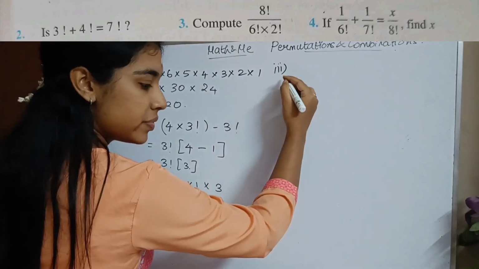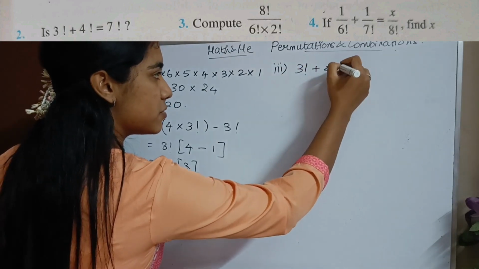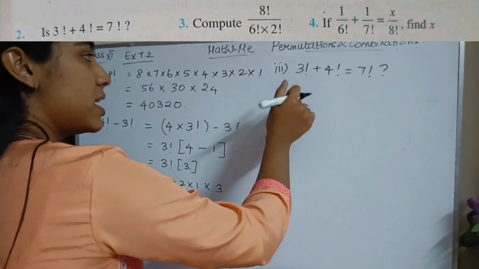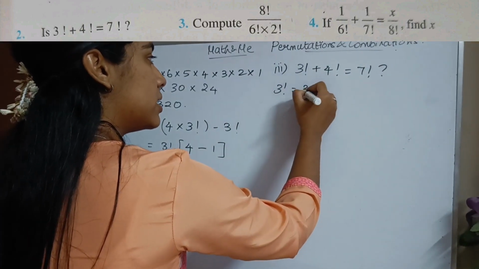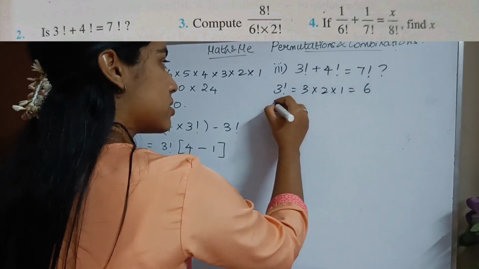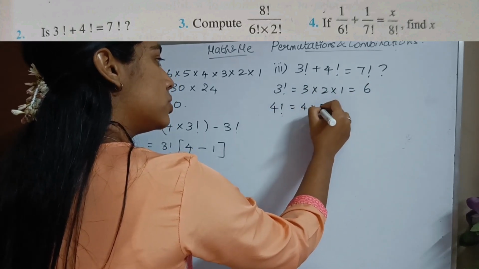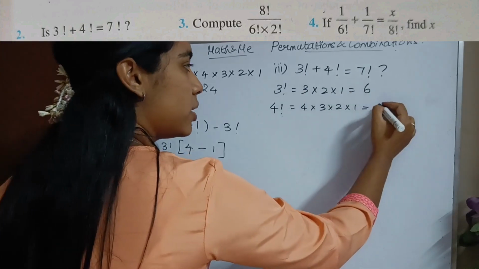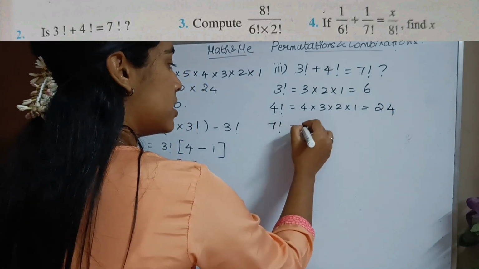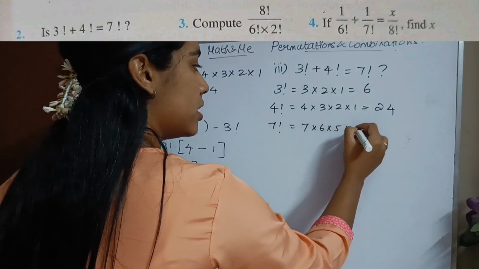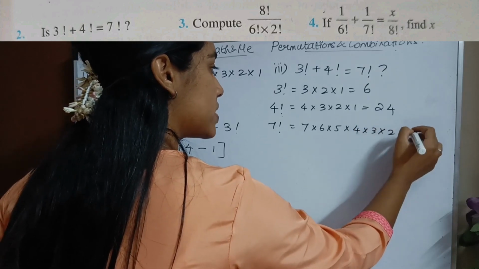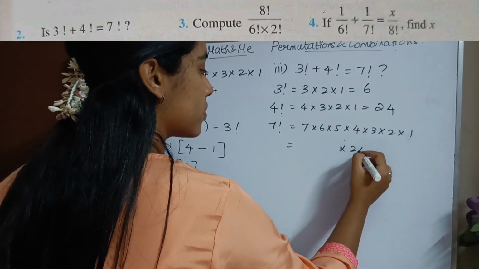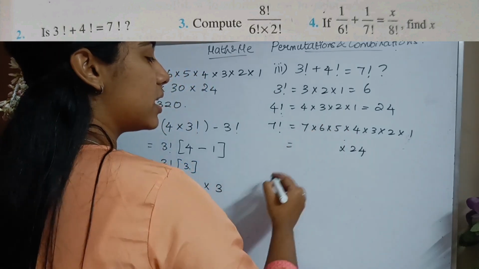Third subsection is 3 factorial plus 4 factorial equals 7 factorial. Okay, this is not true. Never do this. We'll prove it. What is 3 factorial? 3 into 2 into 1, which is 6. 4 factorial is 4 into 3 into 2 into 1, which is 3 factorial times 4. So it will be 6 fours are 24. What is 7 factorial? 7 into 6 into 5, 4, 3, 2, 1. So this is 24 times 6 fives are 30, 30 into 7, 210.